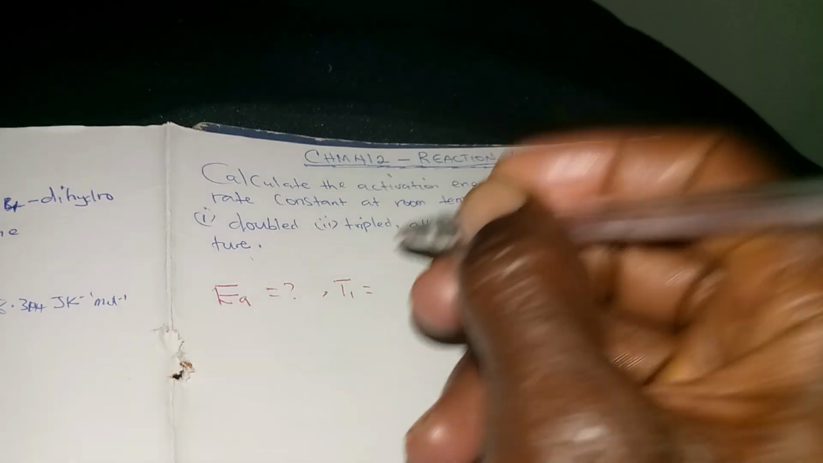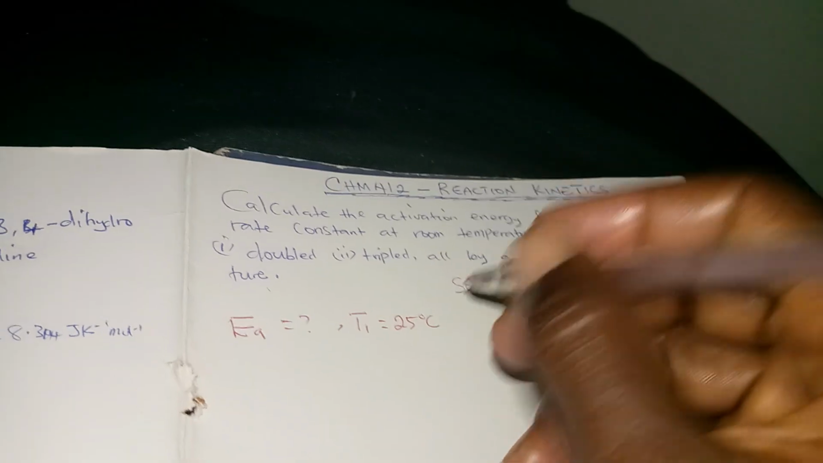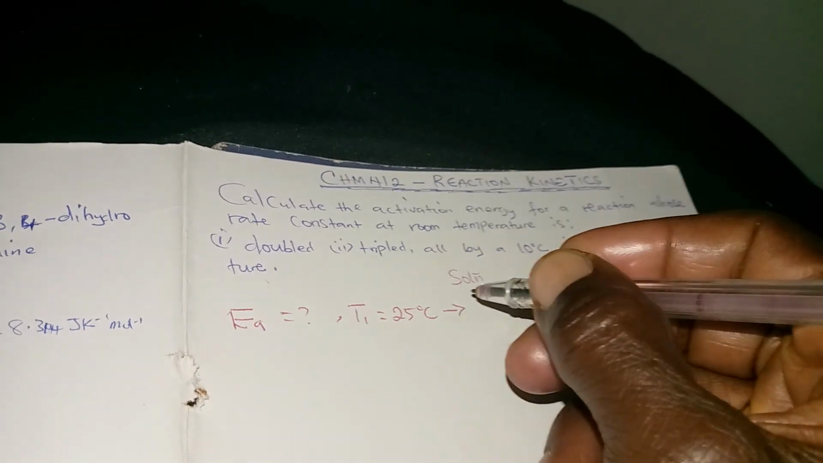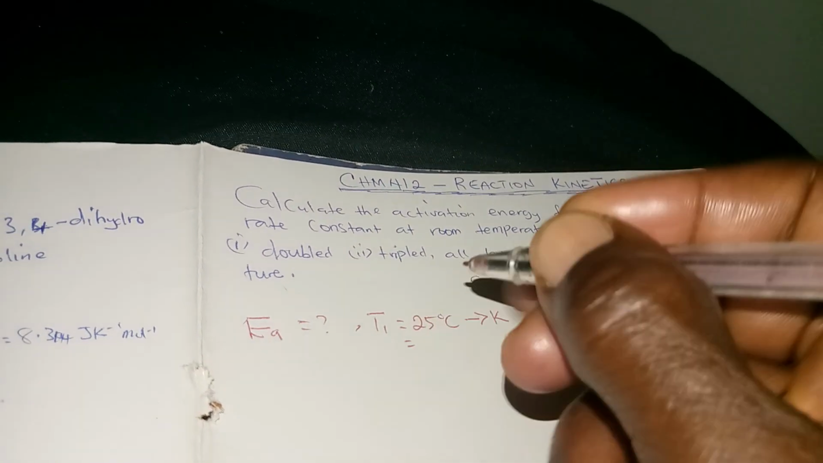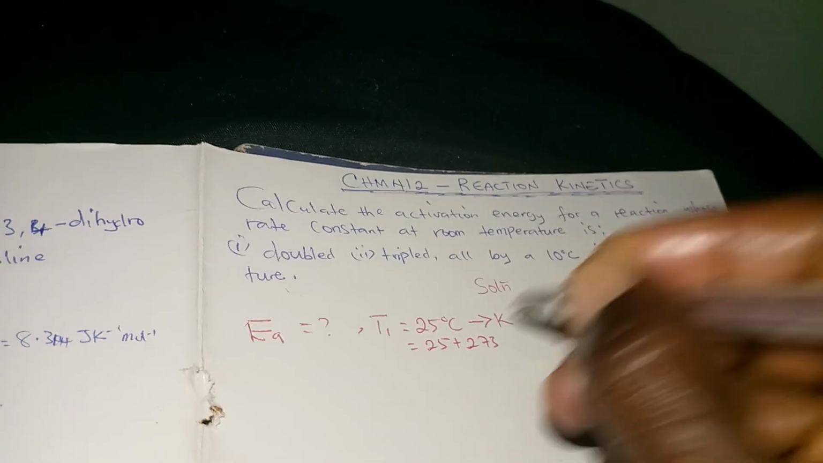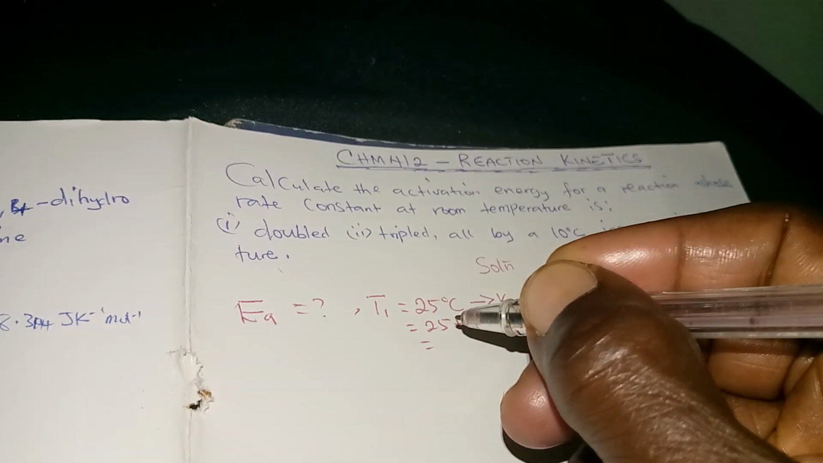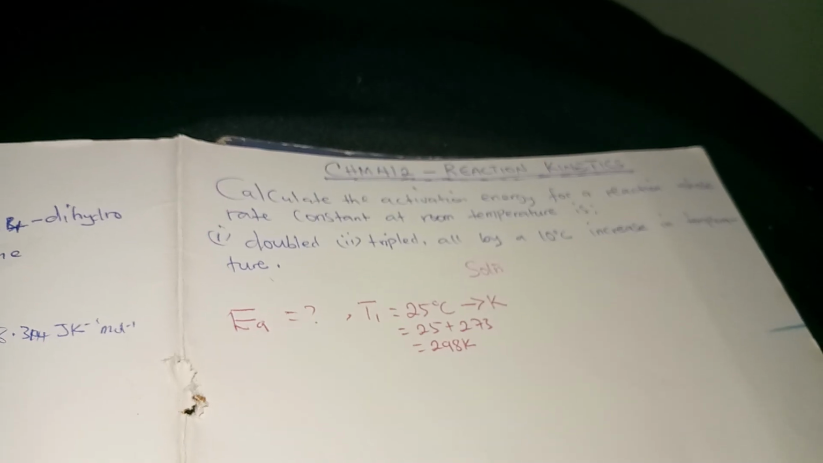Now the room temperature is 25 degrees Celsius. So I'm going to write my temperature 1 equal to 25 degrees Celsius. Remember, they say room temperature, so I'm going to convert this 25 degrees Celsius to Kelvin. So I have 25 plus 273, which is equivalent to 298 Kelvin. This is my temperature 1, the room temperature.